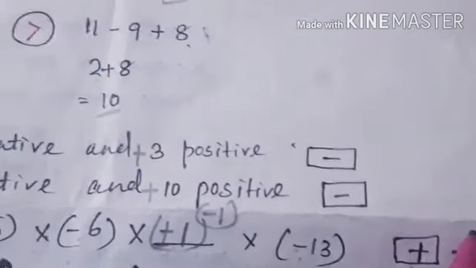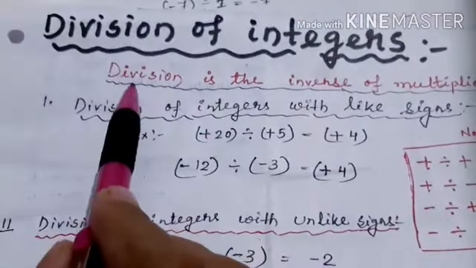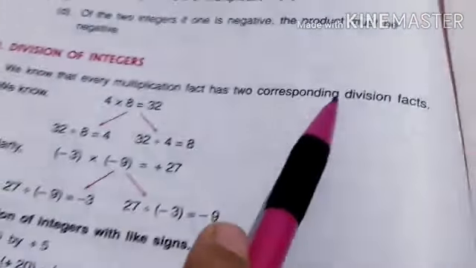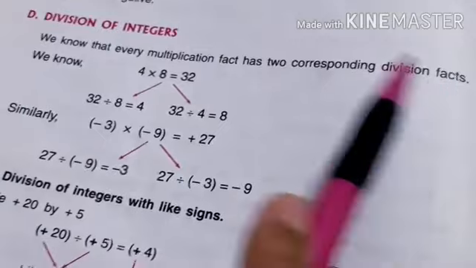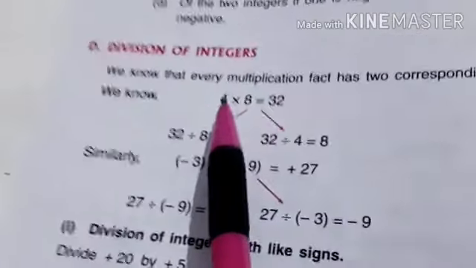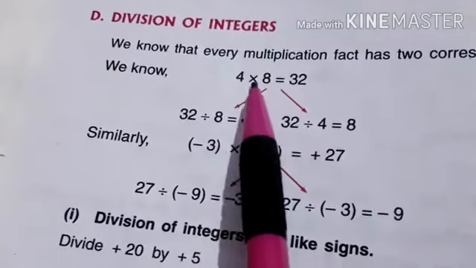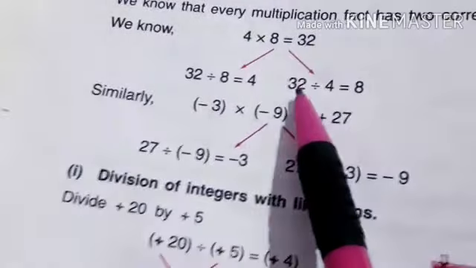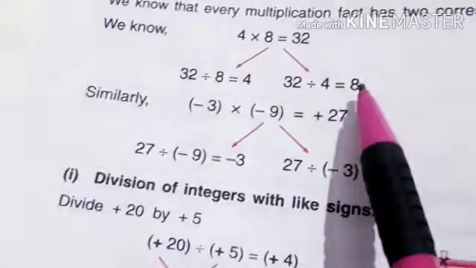Okay. Now we will go to the division of integers. Division of integers. You know, division is the inverse of multiplication. One thing I want to tell you: every multiplication fact has two corresponding division facts. I have already told this in previous classes. Now, 4 into 8 equal to 32. Then what are the two division facts? 32 divided by 8 equal to 4, and another one is 32 divided by 4 is equal to 8.